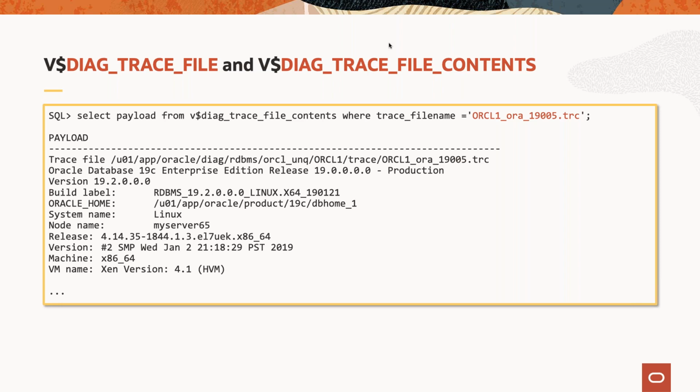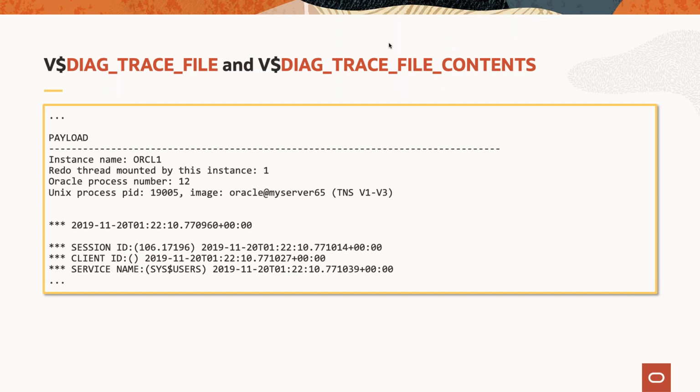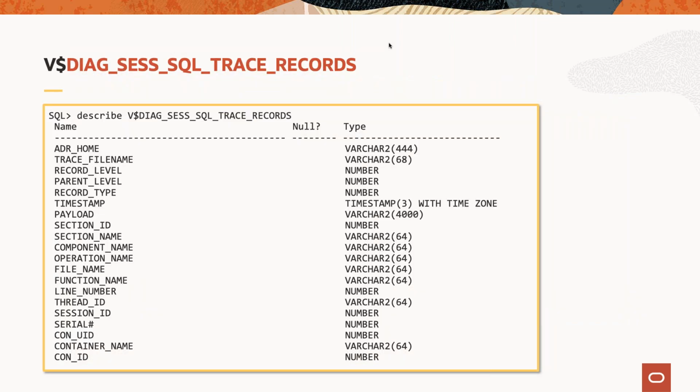Great, this sounds good. What else can I do? I can also go to something called V$DIAG_SQL_TRACE_RECORDS. Now what this does is I can look at SQL tracing. If I have turned on SQL tracing, I can go and check what's happening with SQL tracing, and I don't have to leave the SQL prompt.